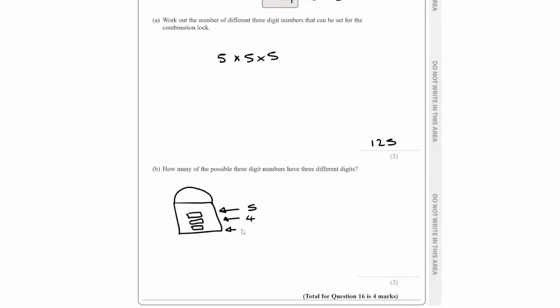And then for dial number 3, I've already picked 2 options, haven't I? So there's only 3 left. So I would times those to not repeat. So that'd be 20 times 3, which is 60. Hang on, let me just come back.